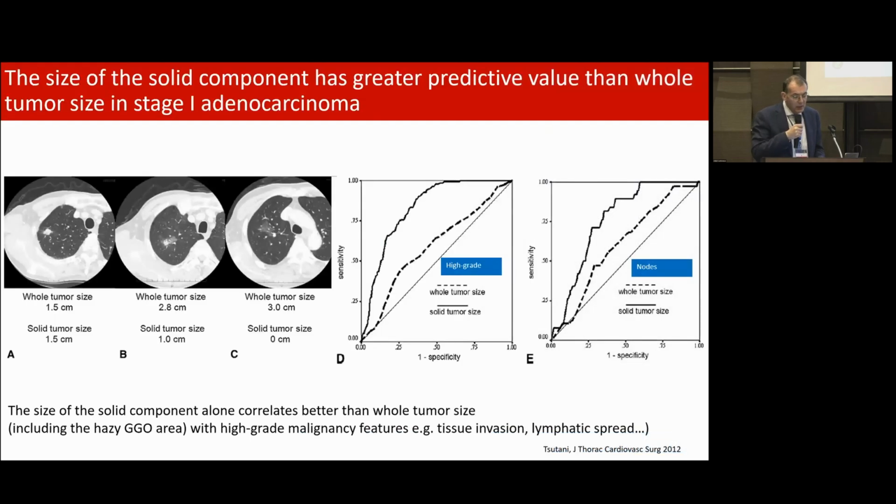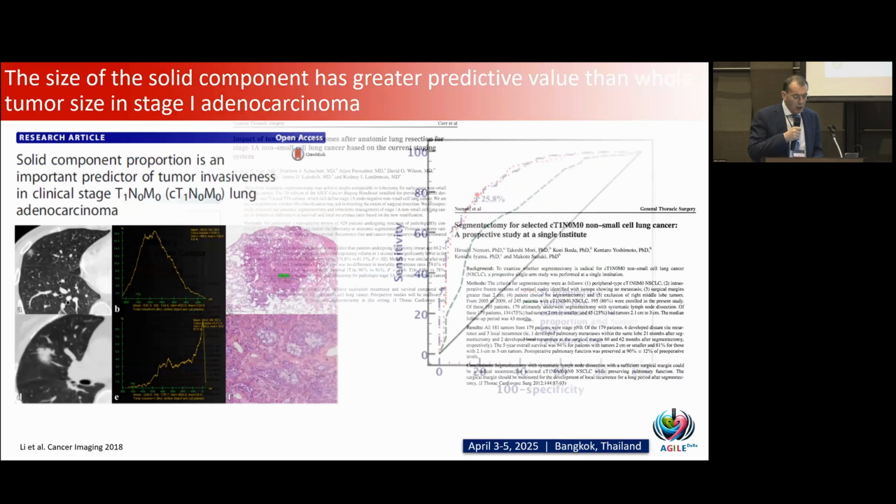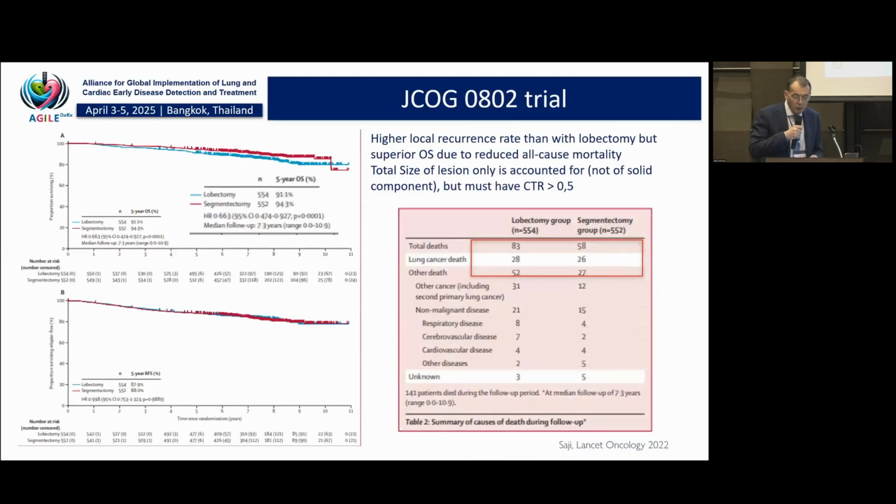But in the meantime, as I said before, it was noticed that the solid component was more important than whole tumor size. It was more predictive of nodal metastasis, of long-term recurrences and outcomes. And this was confirmed again and again. So someone started thinking maybe wedge is not enough. We do segmentectomy, which is more complicated, but maybe will yield better results. So far, so good. We have come to the JCOG 0802 trial, which proved equivalence, oncologic equivalence between sublobar resection by segmentectomy and lobectomy.